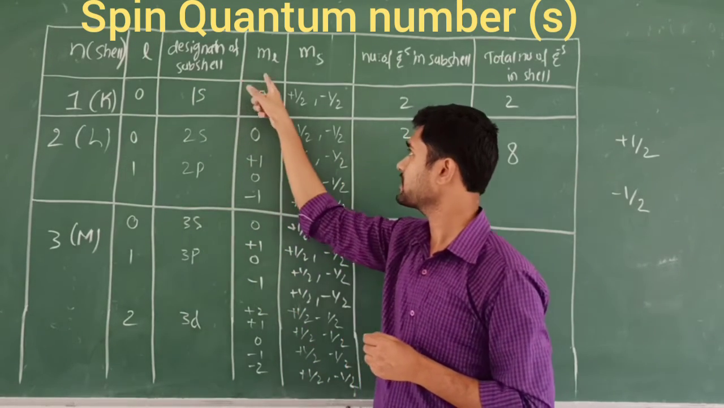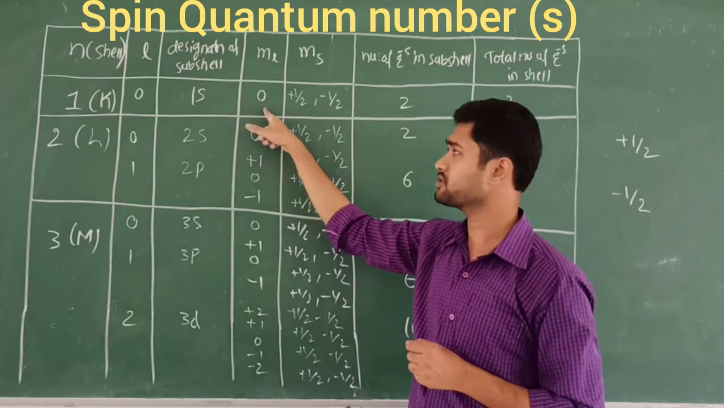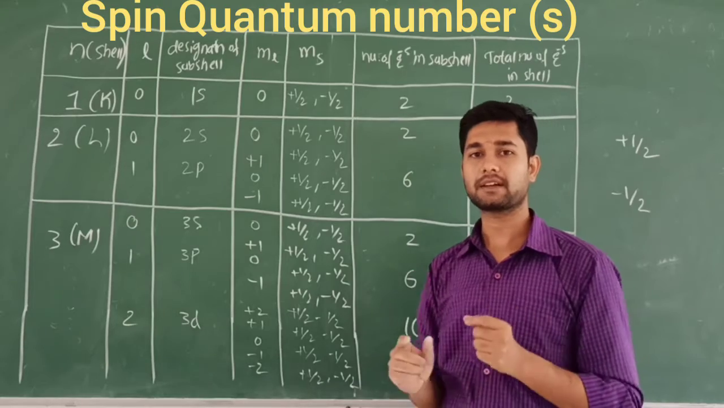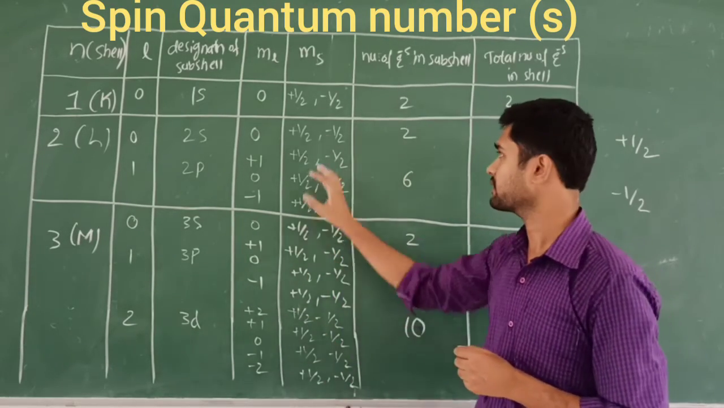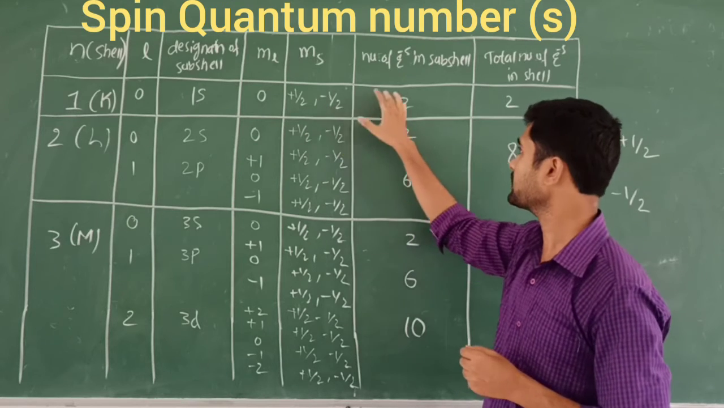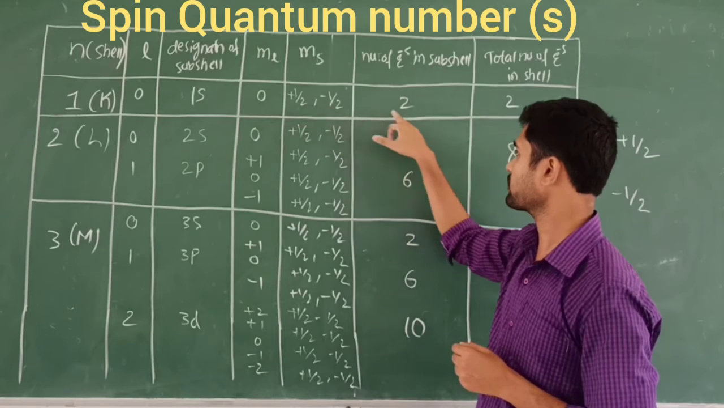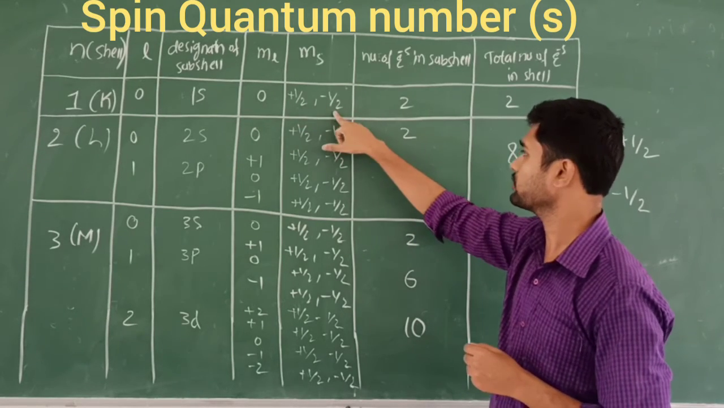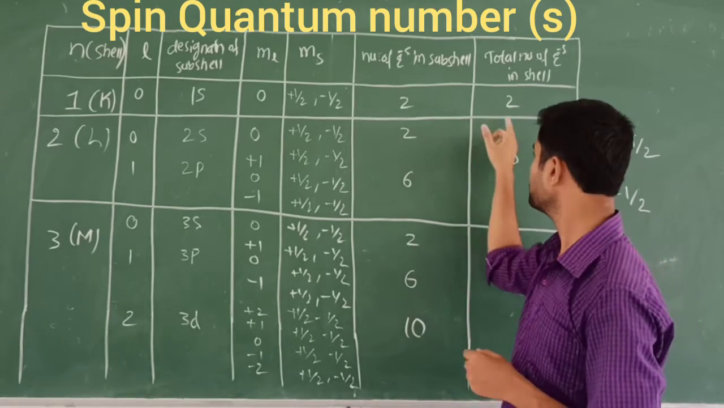The next thing is Ml. For L is equal to 0, the Ml value will also be 0, and the Ms will be for the electron, plus or minus. These values cannot be changed here. So how many electrons are there in the subshell? 2 electrons will be there. So the total number of electrons in the main shell is 2.